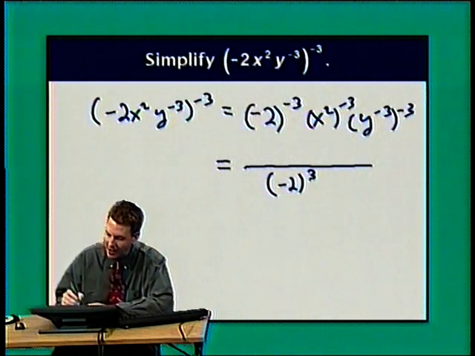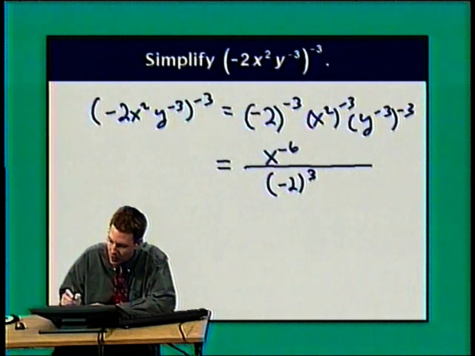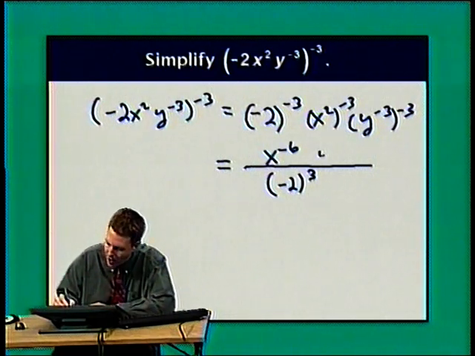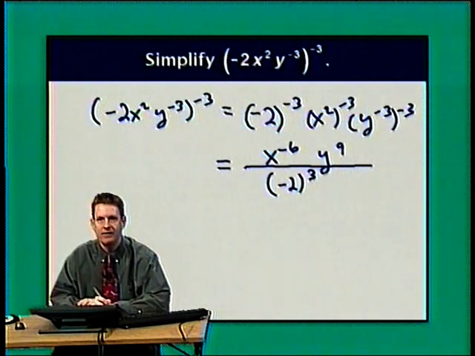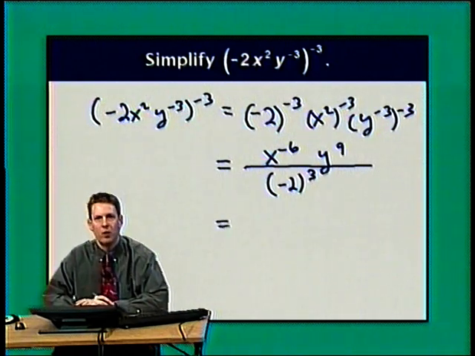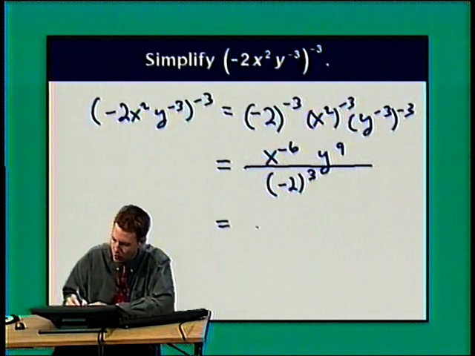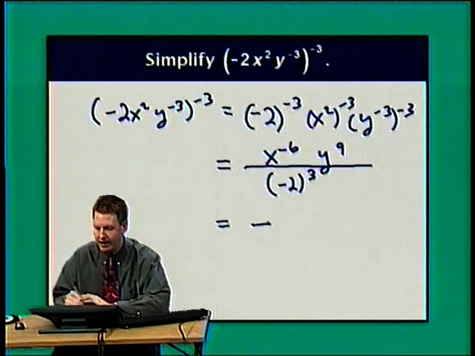In terms of my exponent on x, the exponent on x in the numerator is negative 6, and the exponent on y in the numerator is positive 9. So what do I have altogether? Well, I can see in the base I'm multiplying together three negative numbers, so my final result is going to be negative.